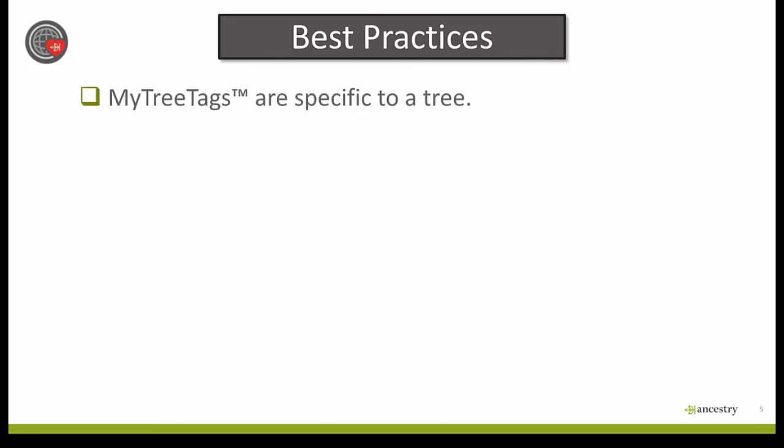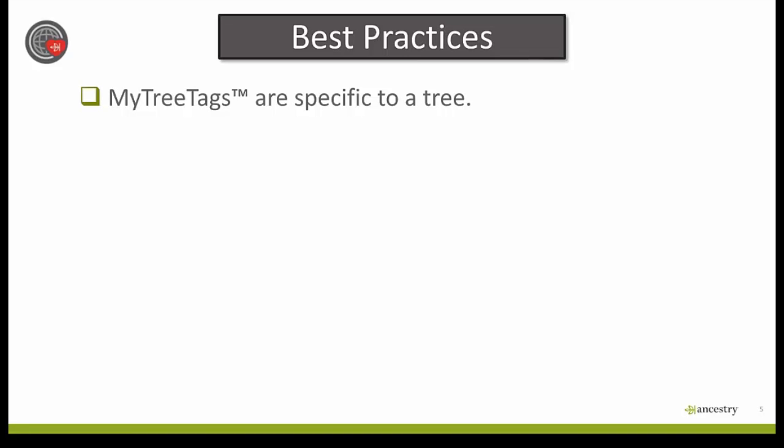Okay, let's wrap up with just some tips for best practices. The first thing you need to be aware of is that MyTreeTags are specific to a tree, not to an account. So if you have 10 trees on your one account, some of you do. I'm a big fan of one tree to rule them all. Y'all know that, right? I have all of my ancestry in one tree because I want to be able to see it all in one place. I want to be able to utilize all of these automated tools in that fashion.